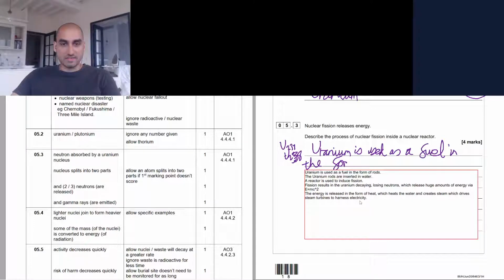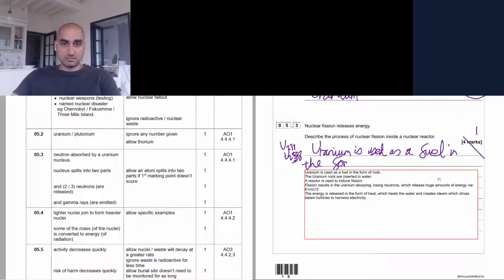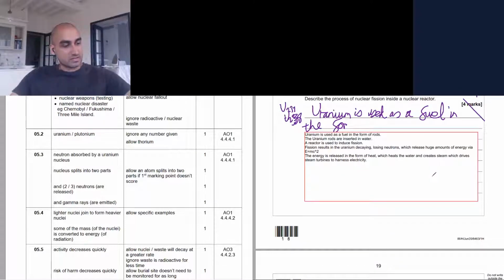And gamma rays are emitted. I didn't mention gamma rays. Yeah, I wasn't talking about what happens in the reactor. So I was going off topic there. But I did say neutrons are released. So I got 1. I have no idea. I don't know about this. Alright, so I lost 3 marks there.